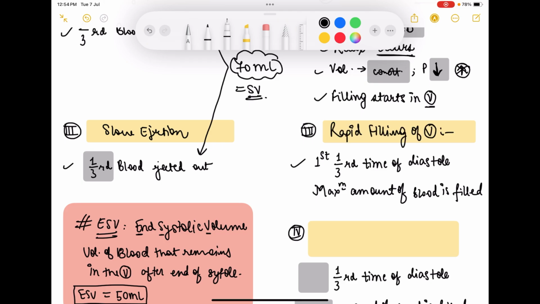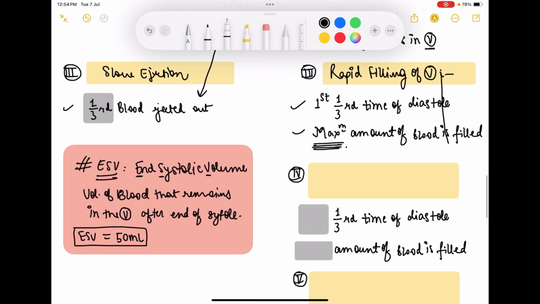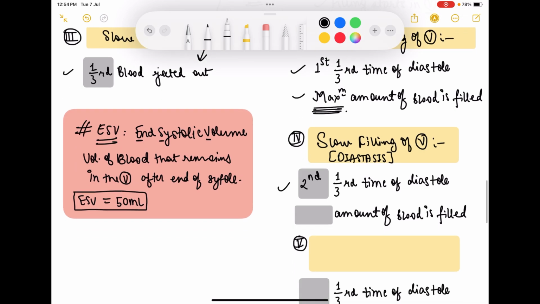It constitutes the first 1/3 time of diastole. Okay, and maximum amount of blood is filled in this stage. That is rapid filling of ventricles. Maximum amount. Now, the next stage is slow filling of ventricles. This slow filling of ventricles is also known as diastasis. It constitutes the next 1/3, that is second 1/3 time of diastole, and in this stage less amount of blood is filled as compared to the rapid filling stage.